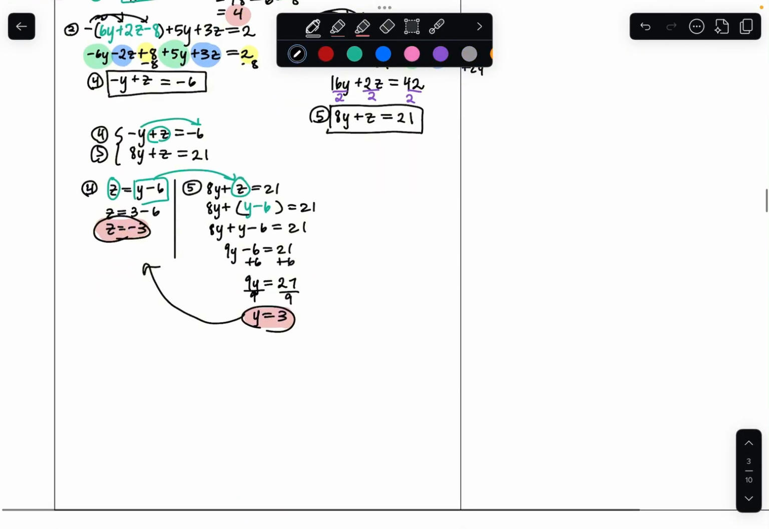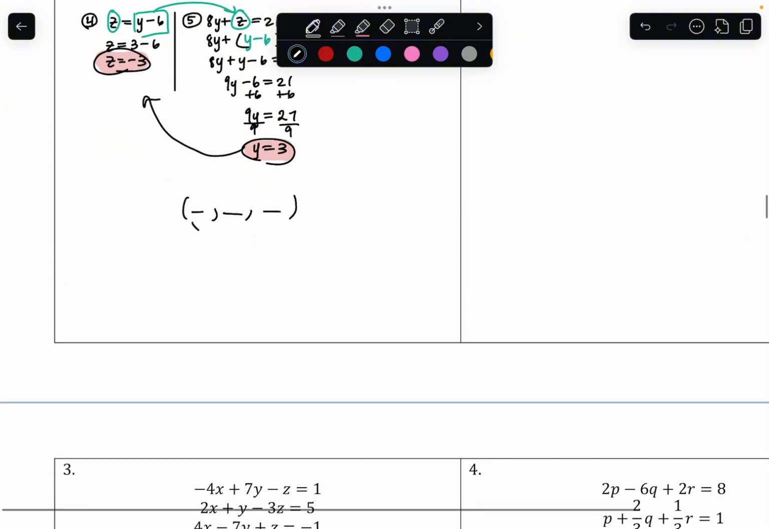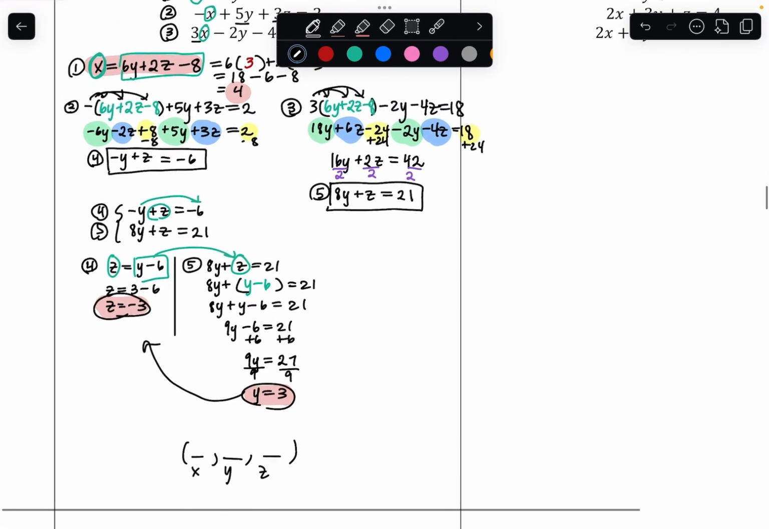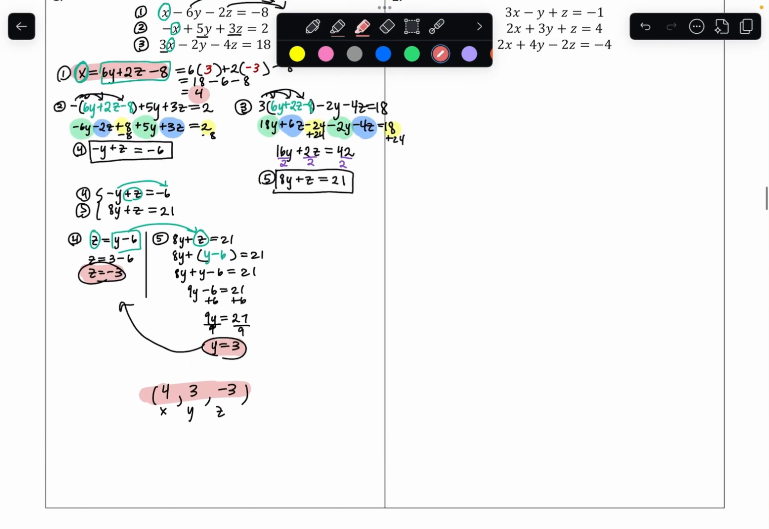Always write your solution as an ordered triple, x, y, z. If it's A, B, C, you still go in alphabetical order. Okay, and so x was 4, y was 3, z was negative 3. So this would be our final answer.